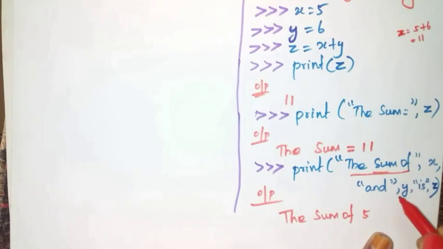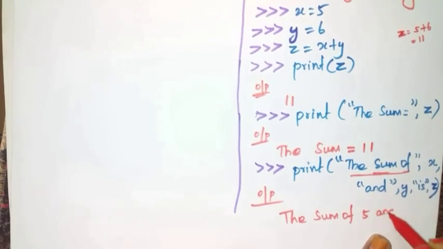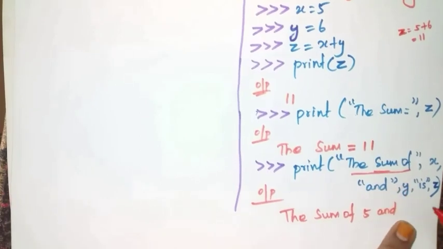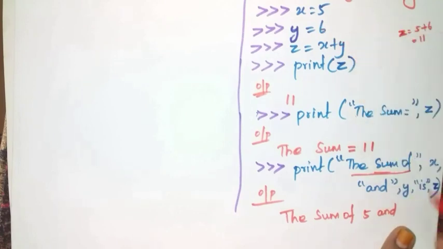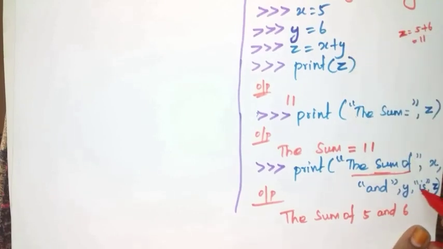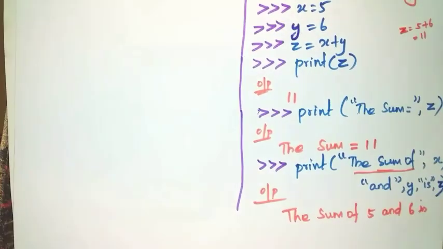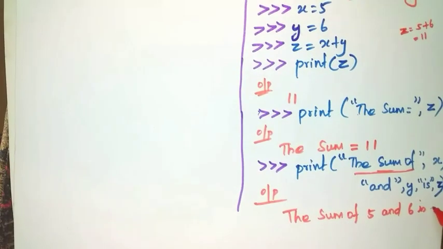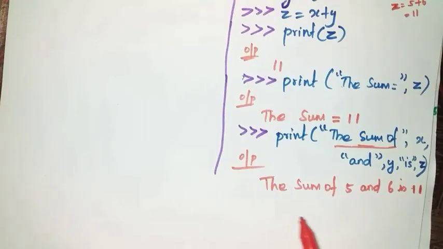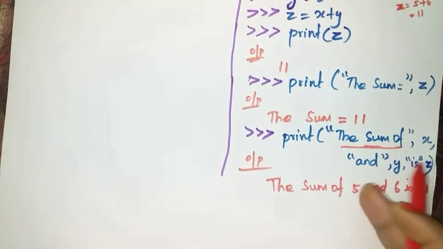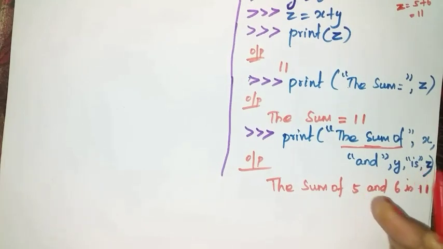This comma is called a separator. Okay, and write again, and, because it is given in the double quotes, and y. What is the value of y? 6. And again write is, because it is given in the double quotes, and what is the value of z? 11, because it is a variable. Okay, so the sum of 5 and 6 is 11. So these are the examples for the output function, that is the print function.